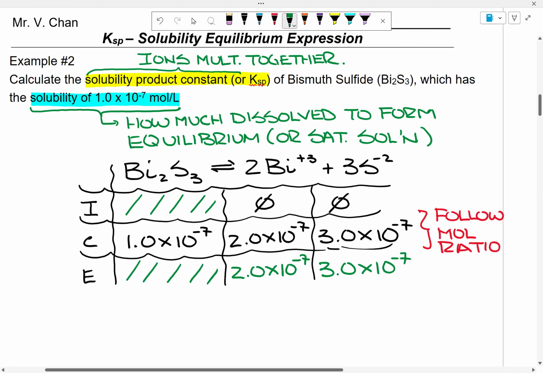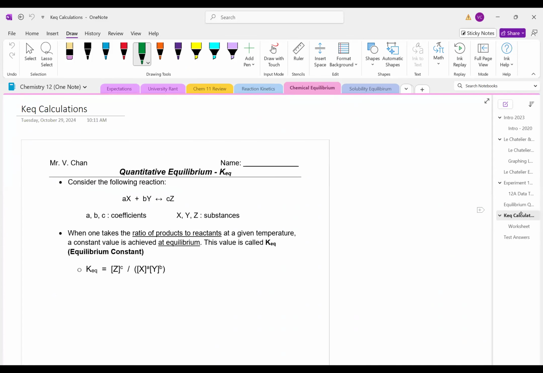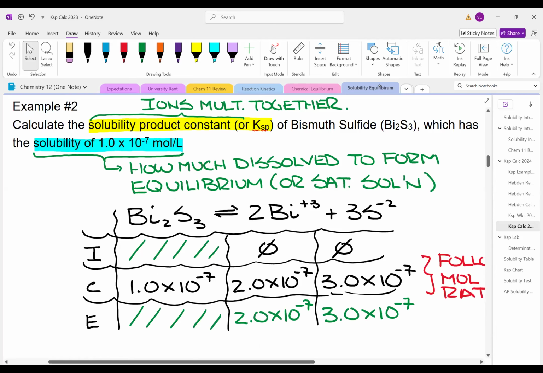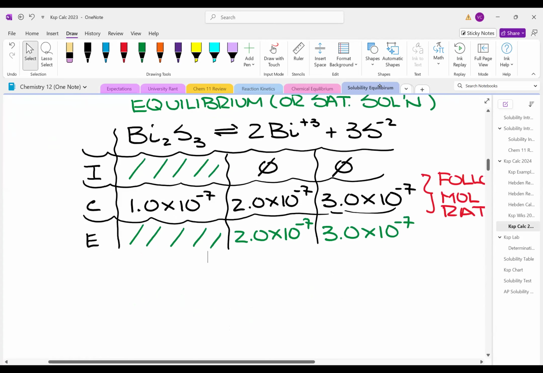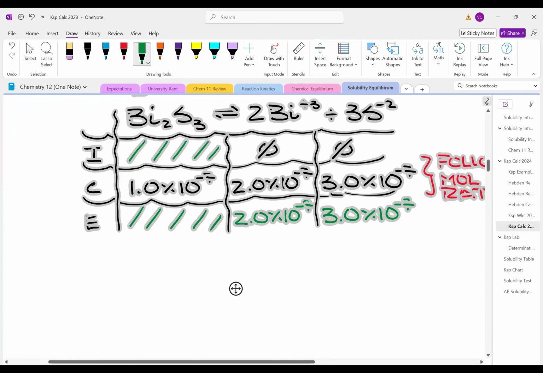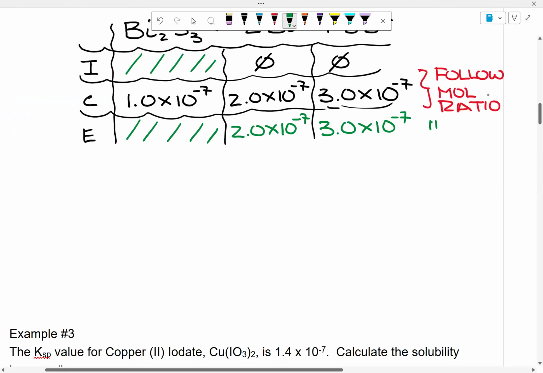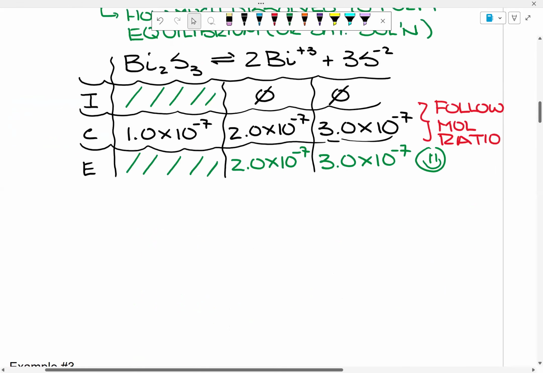Now, this should look familiar because when we were doing equilibrium, that's K calculations, remember we were doing the ice tables, okay? And we went through that in the previous video. So I have my ice table here, and since I have my equilibrium concentrations, I just need to plug them in.